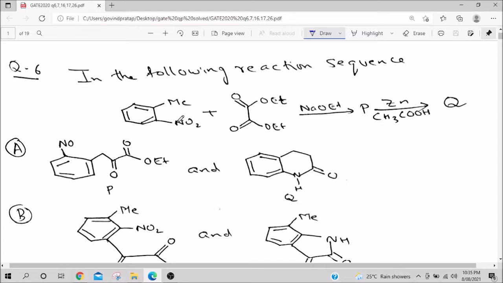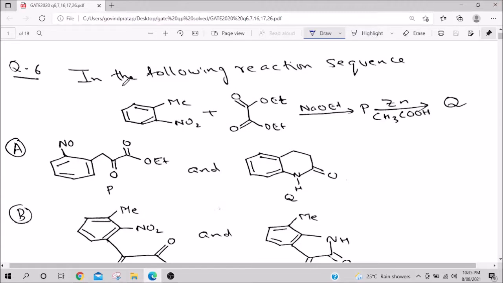So I have solved questions 1 to 5. Now I am going to solve question number 6, question number 7, question number 16, question number 17 and question number 26. Why this number difference? Because I am solving only organic questions, right? So without wasting time, let's start.